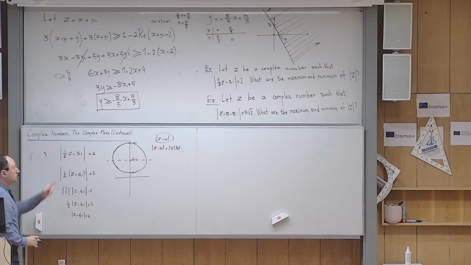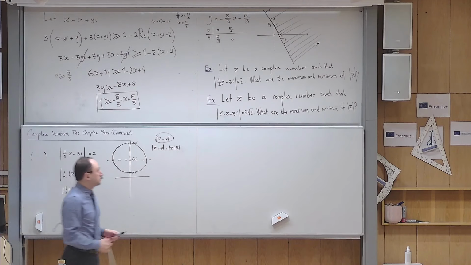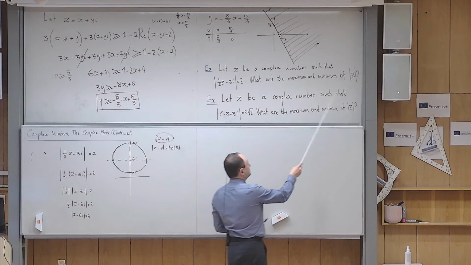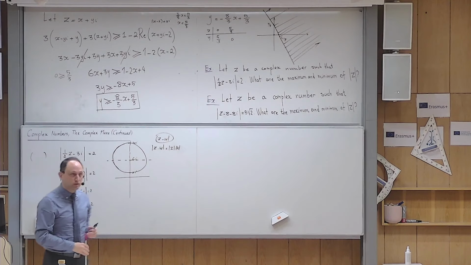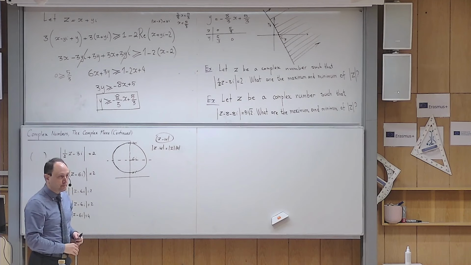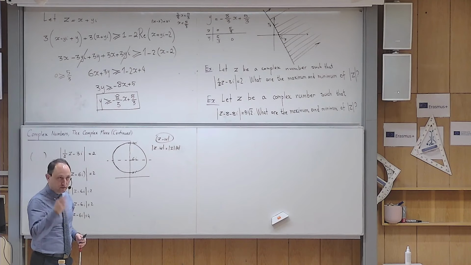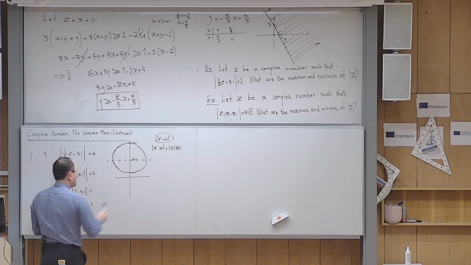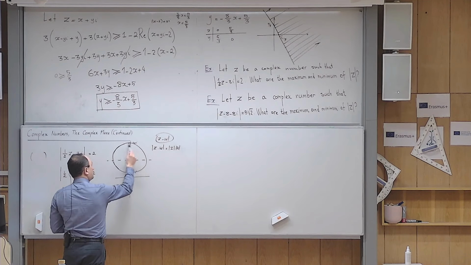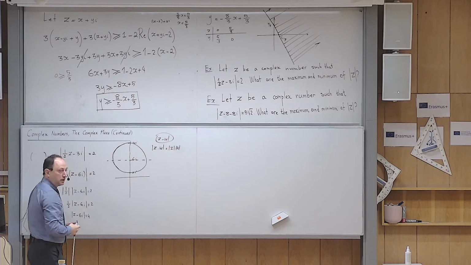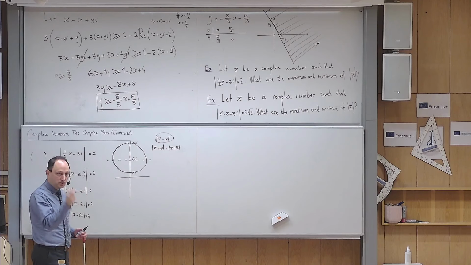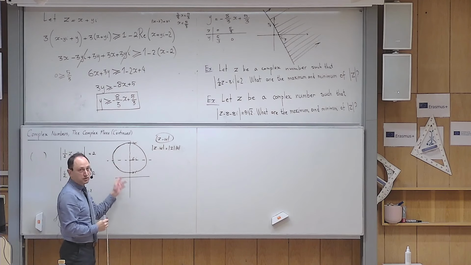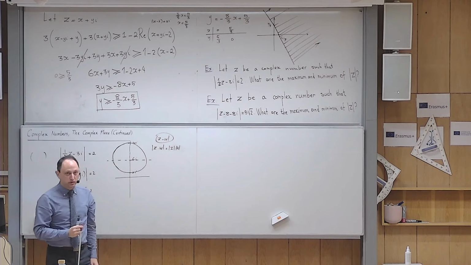And then the question is asking you about what? About the maximum and minimum of absolute value z, but absolute value z has also a geometrical interpretation. What is that? It is the distance from the point z to the origin. So on the one hand, I am restricted to be on this circle. On the other hand, I want to see what is the maximum distance to the origin if I am on this circle, and what is the minimum distance.